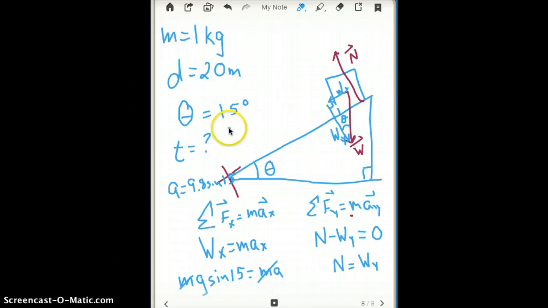Okay, so they're asking for the time. The block starts from rest. So V initial is 0, D is 20, A is 9.8 sine 15, which is some number, and we're solving for T.